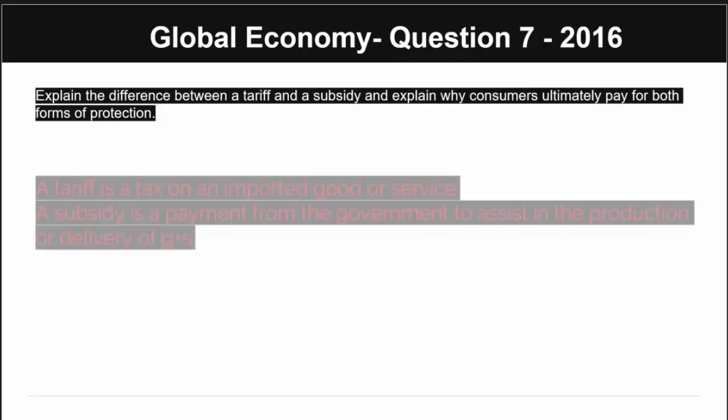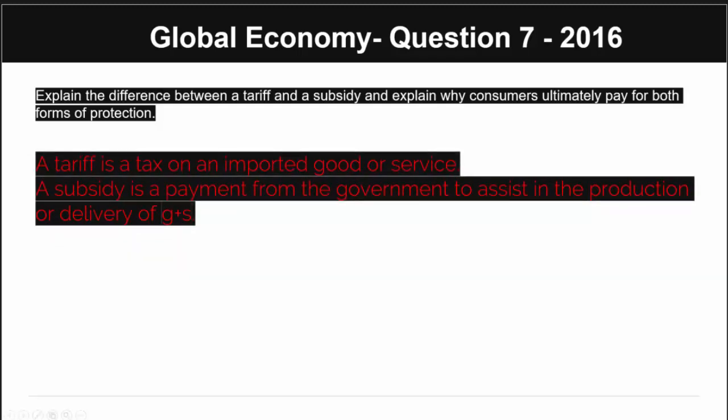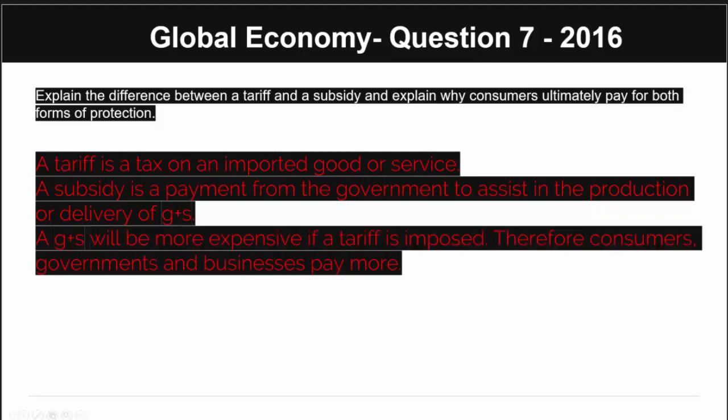Here we have some questions from 2016. The difference between a tariff and a subsidy. A tariff is a tax on imported goods and services, whereas a subsidy is a payment from the government to assist in the production of the delivery of that good or service.